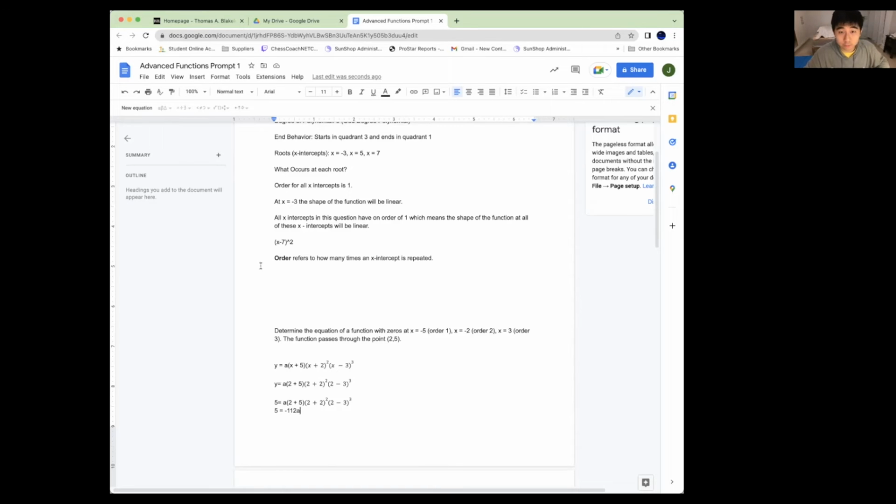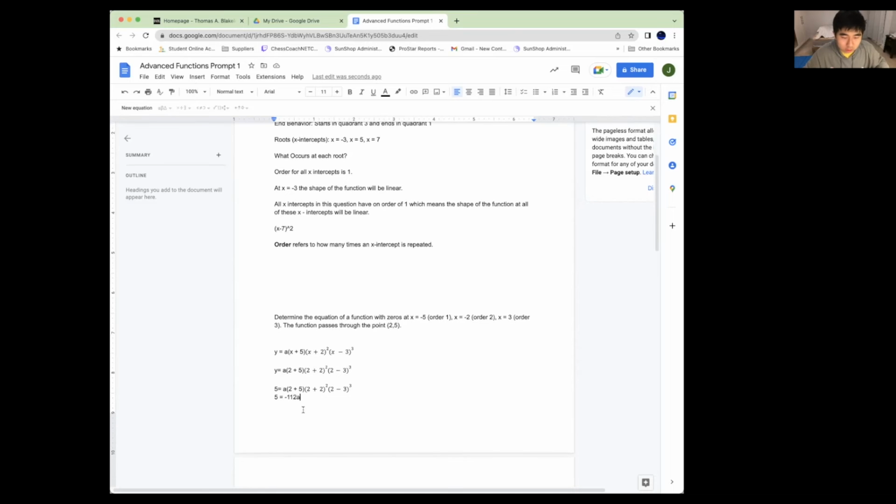And now we have to solve for a. So what we're going to do here is divide both sides by negative 112. And when we do that, we get a is equal to 5 divided by negative 112. This is our a value, 5 over negative 112, or we can say negative 5 over 112.